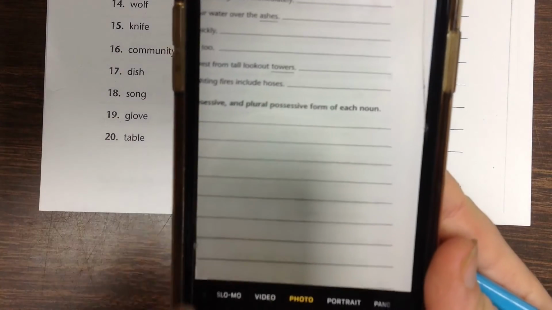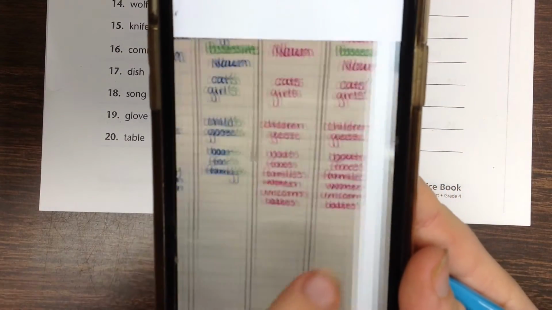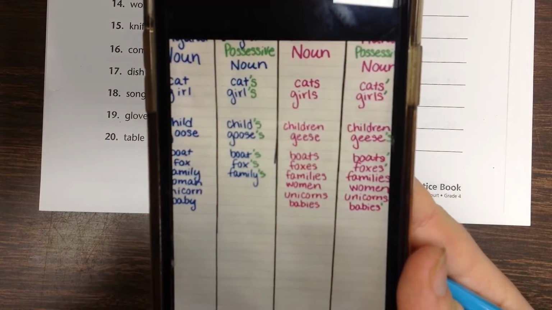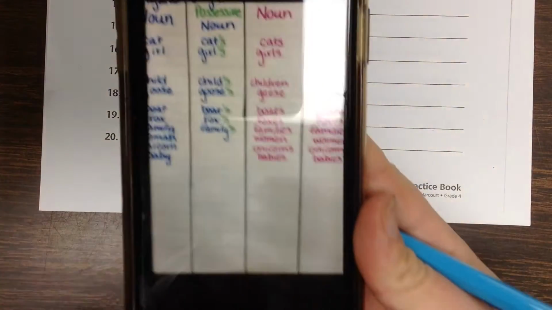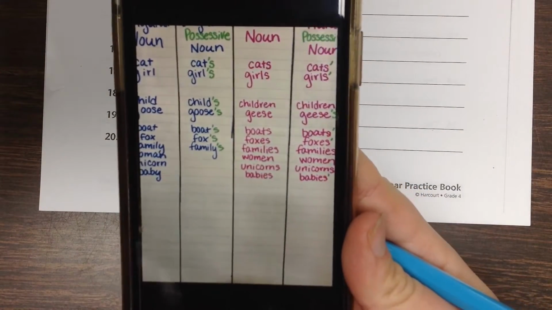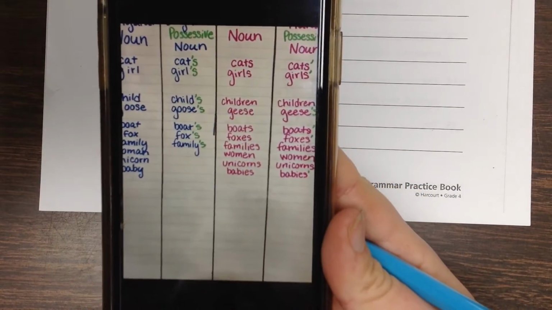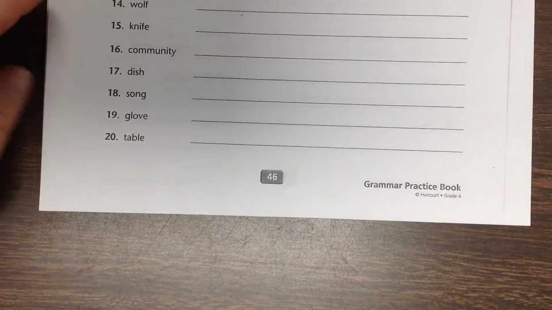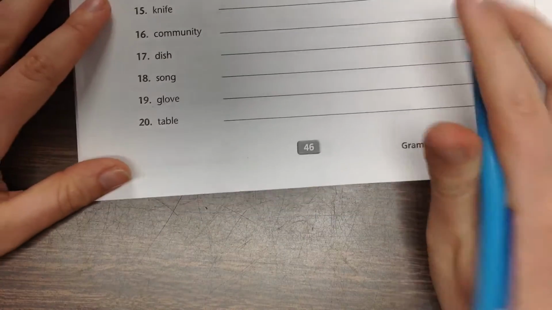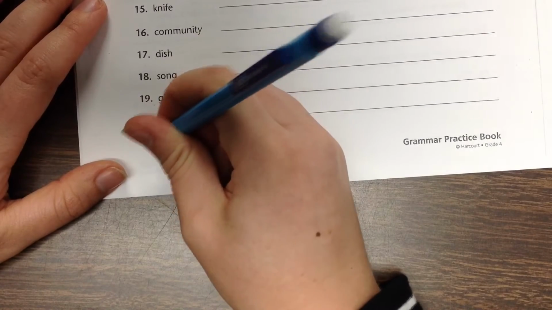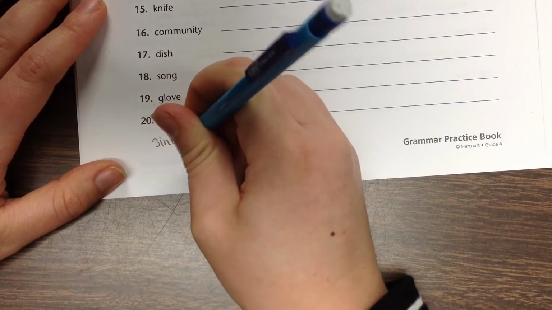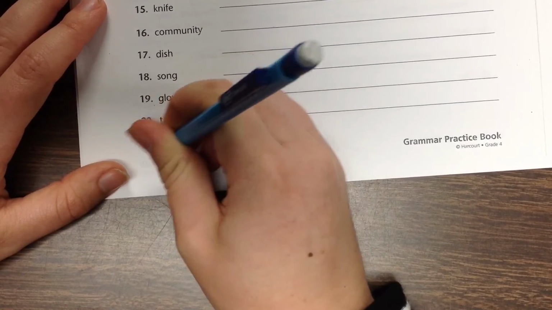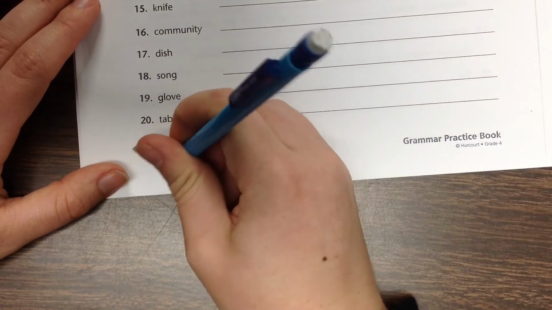And basically, oh, I don't know why that's all zoomed in. I'll have to take another picture, but there are 4 columns. So basically there are 4 different ways that we can write out nouns. So there are singular nouns, and a singular noun would be like a cat.